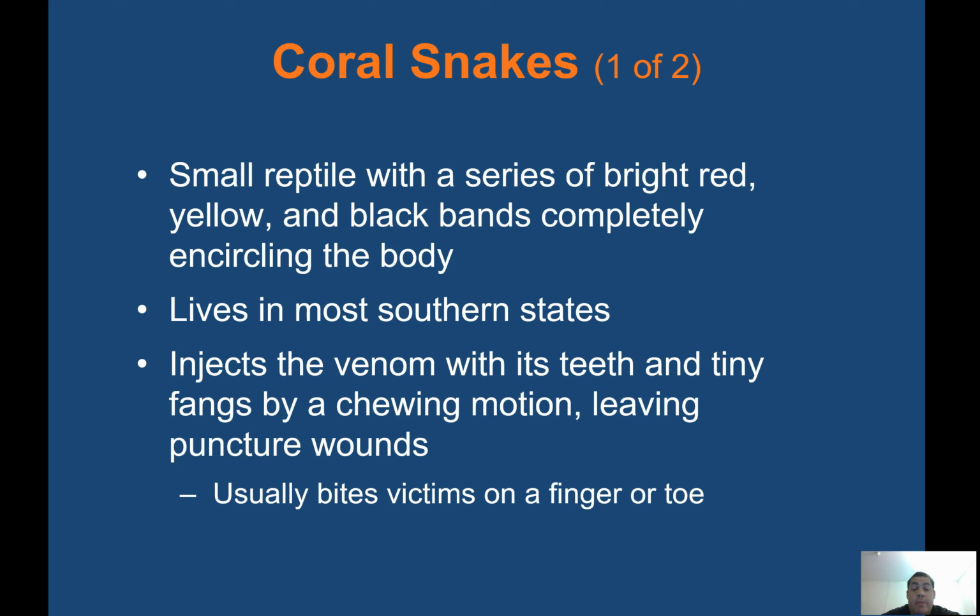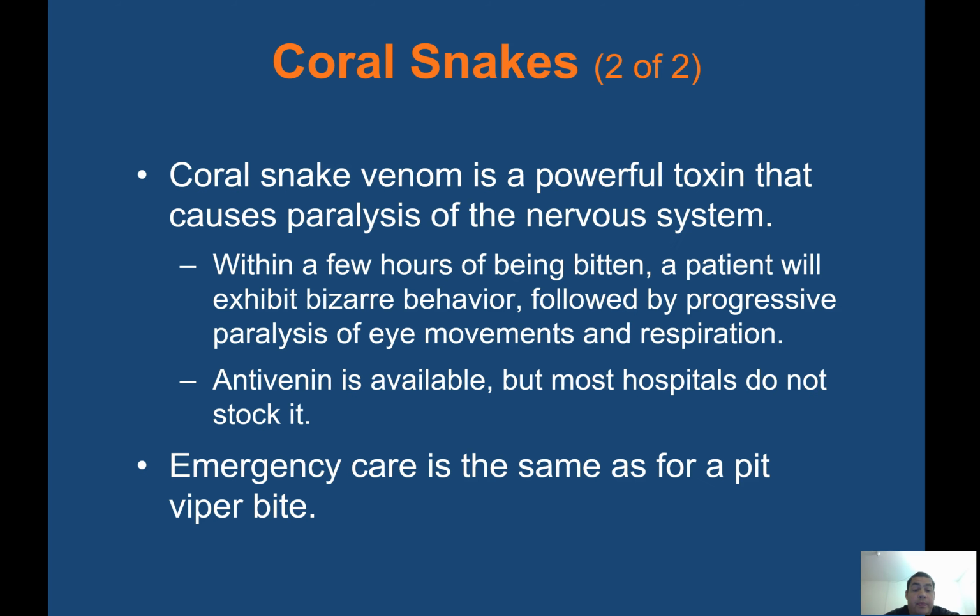Coral snake: a small reptile with a series of bright red, yellow, and black bands completely encircling the body. Lives in most southern states. Injects the venom with its teeth and tiny fangs by chewing motion, leaving puncture wounds. Usually bites victims on a finger or toe.